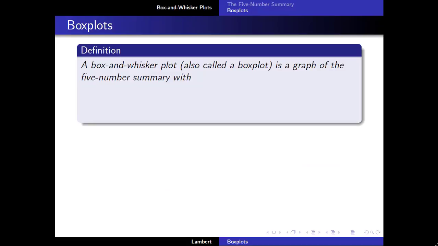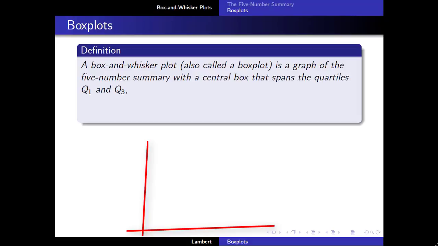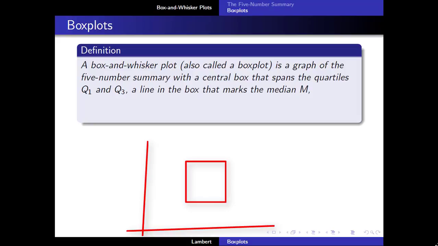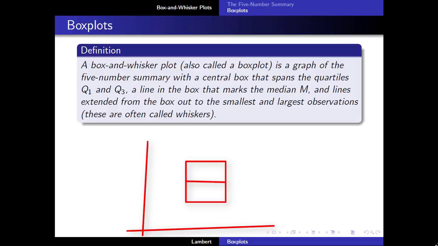So we talked about graphing this information, and that's exactly what we're going to do. A box and whisker plot, which we'll call from here on out a box plot for short, is just a graph with a five-number summary where you put a box that spans Q1 and Q3. And after that, you're going to put a line in that box that marks the median, M. And then you want lines extending from the box, which we often call whiskers, to the smallest and largest observations.